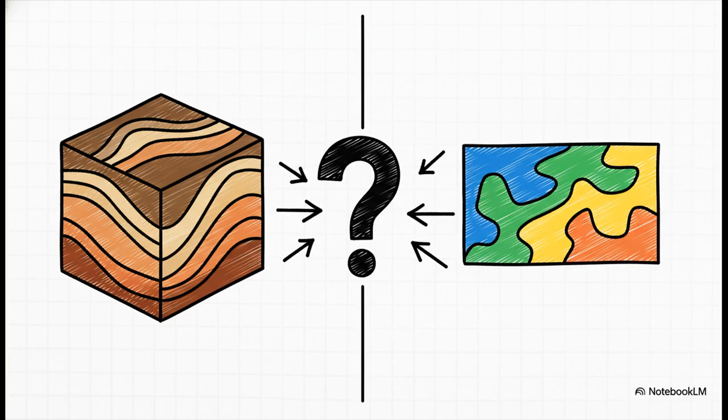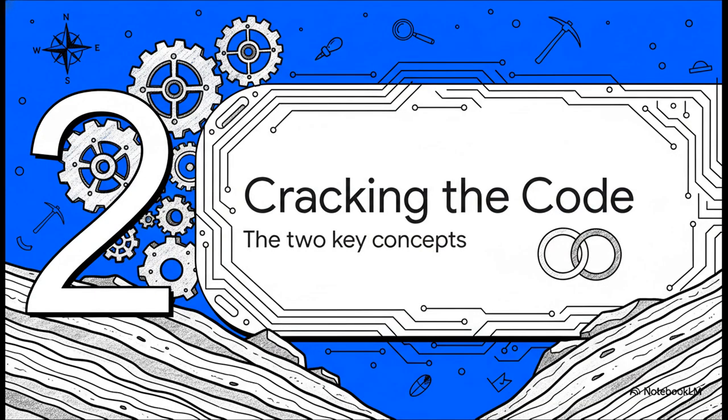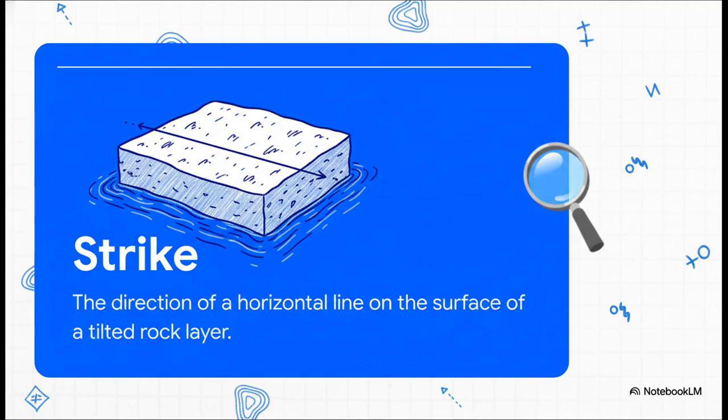Well, they use a special kind of code. So let's crack that code. And I know it might look super complicated, but I promise you, you only need to really get two key ideas. Once you've got these two down, the entire map is going to open up for you. Okay, so the first concept is called strike. Let's make this really simple.